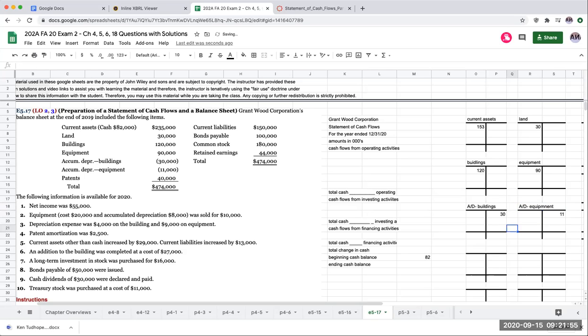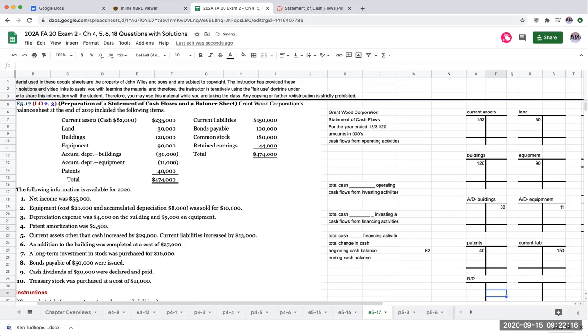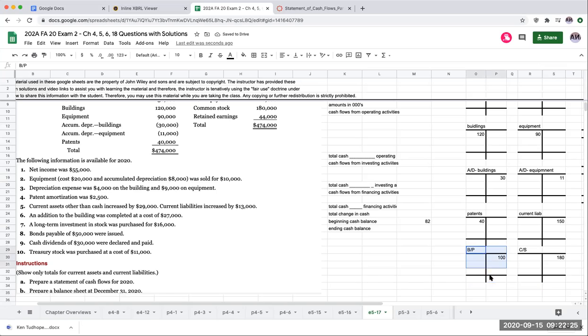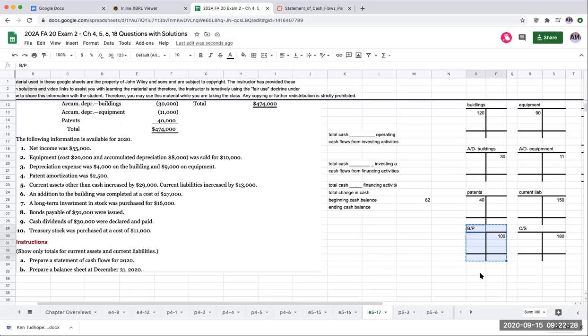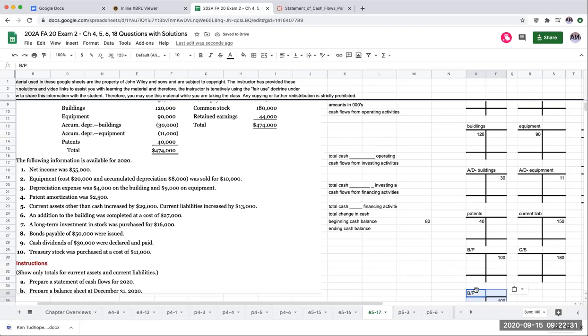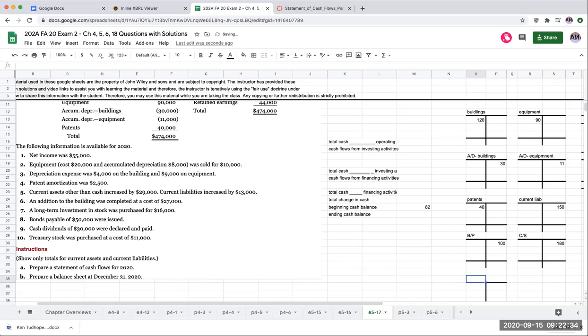So these are all beginning balances. Those will have credit balances because they're contra asset accounts. I have patents of 40. Current liabilities of credit 150. I have bonds payable of 100. I have common stock of 180. And lastly, I have my retained earnings, and my retained earnings had a balance of 44.